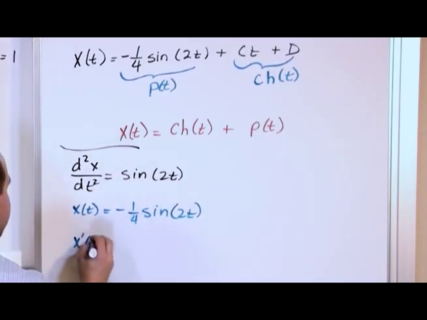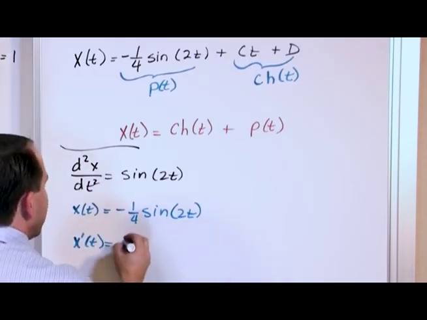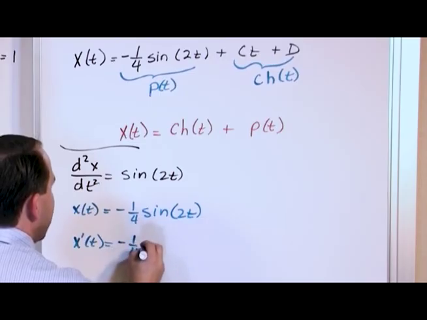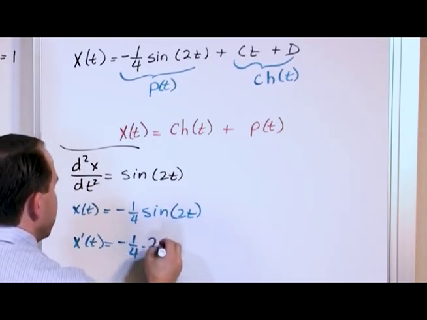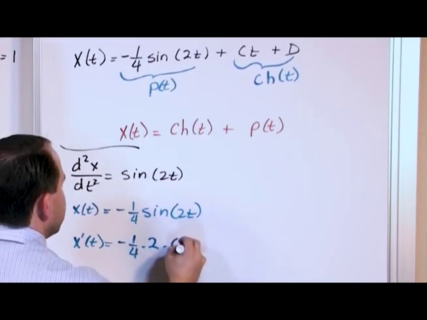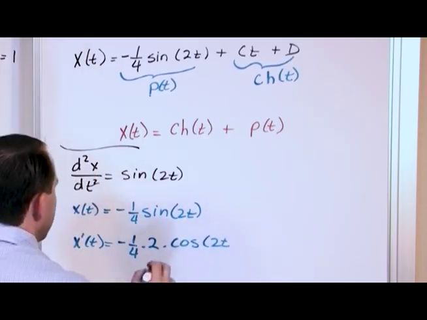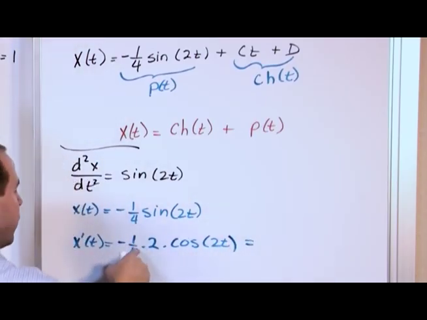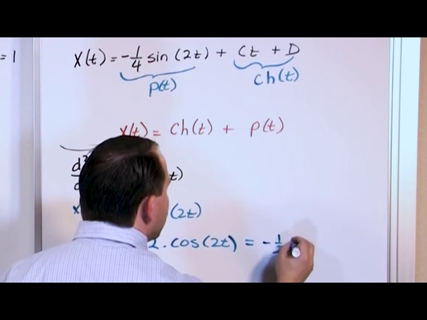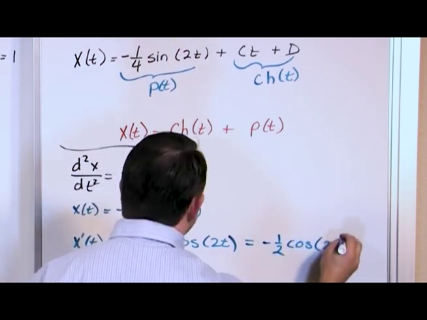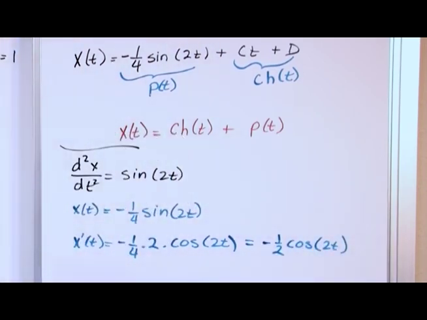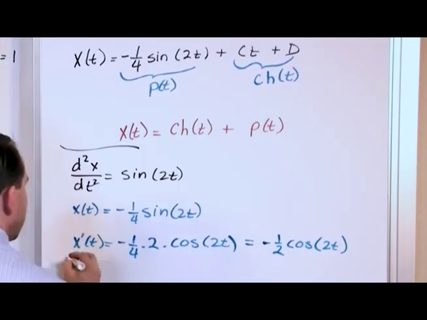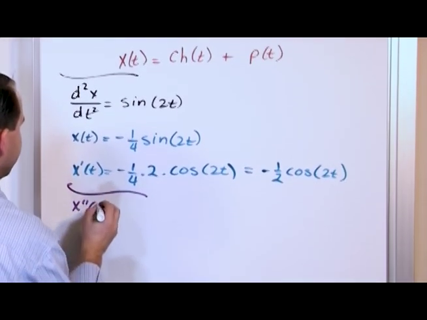So x prime of t: how do we take the derivative of this? Derivative of sine is cosine. So we have negative 1/4 times the derivative of the inside, which is 2, times cosine of 2t. At the end of the day, x prime of t is equal to negative 1/2 cosine 2t. That's the answer to the first derivative. Let me change colors really quickly, and let me find x double prime of t.